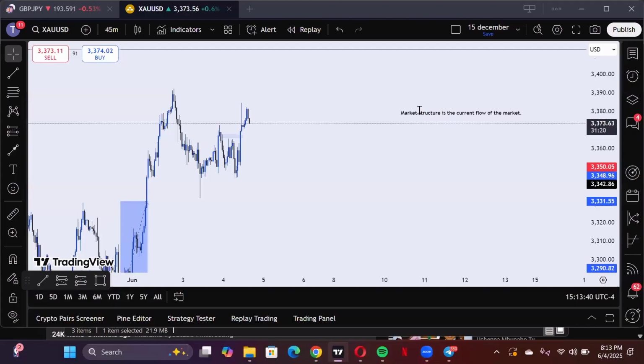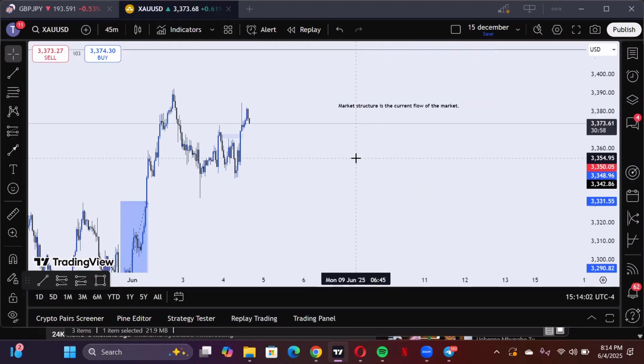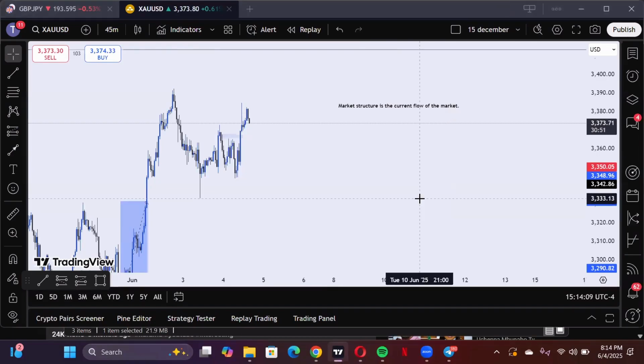Now, there are three ways that market makes its movement under two categories. First, we have the trending market, and secondly, the ranging market. So the three ways are the uptrend, the downtrend, and the ranging market. Either market is trending to the upside, or trending to the downside, or market is ranging.